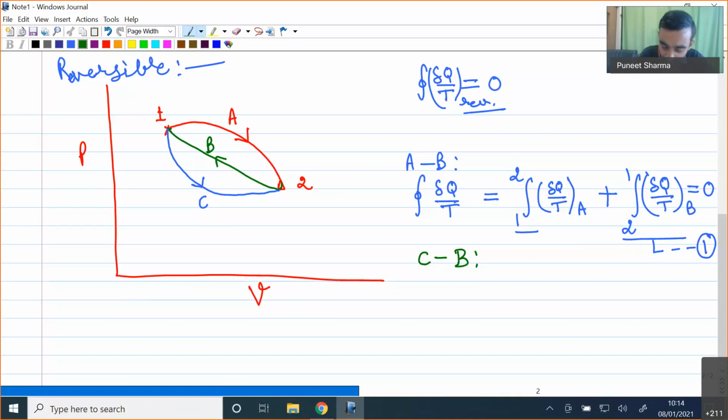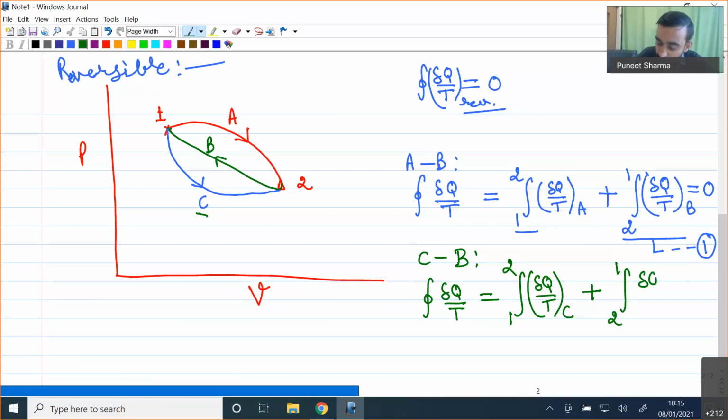Okay, so now what I can do, I can define that the cyclic integral of del Q by T for process C to V is nothing but equal to the integral from 1 to 2 of del Q by T, and this integral has to be taken because now I am changing state from 1 to 2. So 1 to 2 is actually happening along path C. So I'll be writing over here path C, plus the integral from 2 to 1 of del Q by T, and the reverse we are doing along path B only. So B, and once again because all the processes are reversible, this will also be equal to 0. Okay, so let me consider this as my equation number 2.